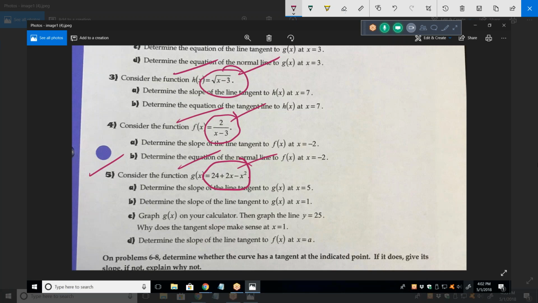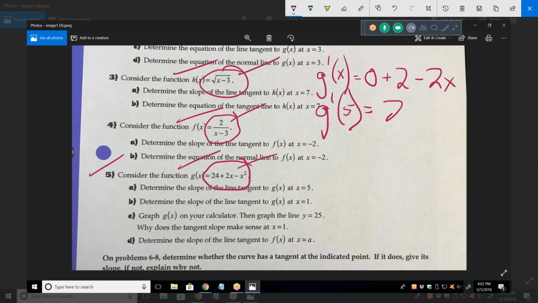So g prime of x is 0 plus 2 minus 2x. Bingo. What is g prime evaluated at 5? Well, looks like 2 minus 10 or negative 8. See how much faster I can do them? Yeah, that's much easier. Slope at 1. That's g prime of 1, which is 2 minus 2, which is 0.